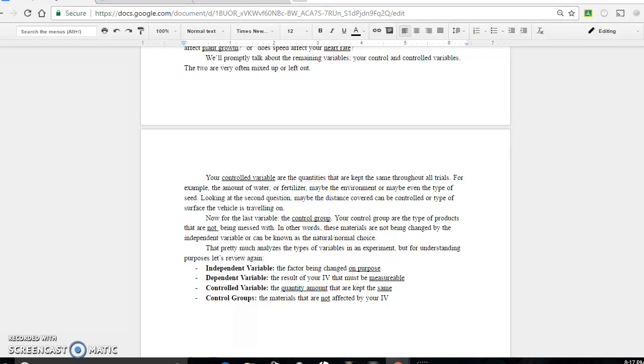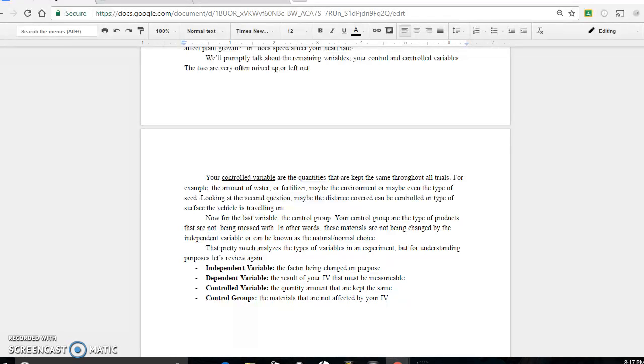So for our last variable is your control group. Your control group are the type of products that are not being messed with. So these materials won't be altered by your independent variable, because they are the natural ingredients. Like, people would prefer this over the artificial stuff or the inorganic stuff. So that pretty much analyzes the type of variables in an experiment.